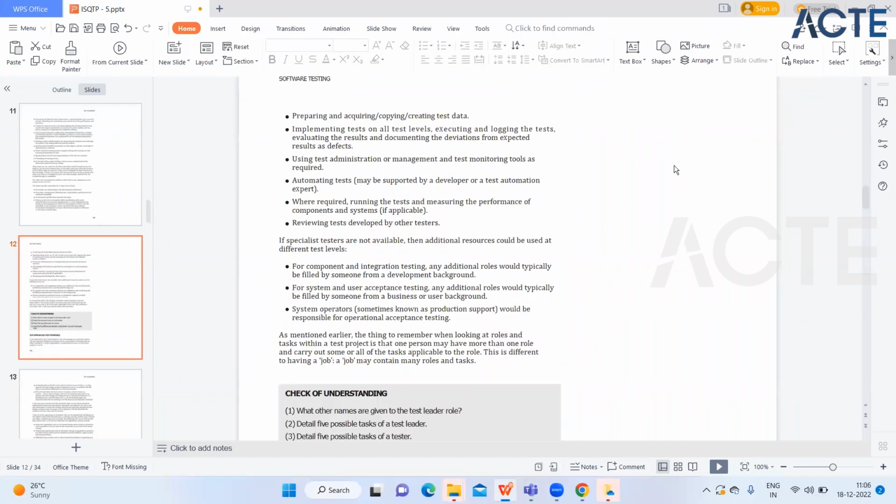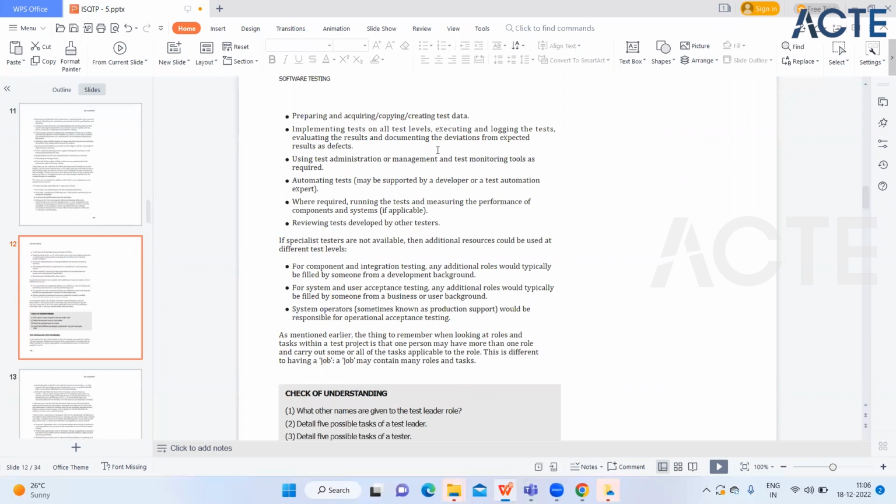Now, preparing and acquiring, copying, creating test data. Everything we have to do to execute the test cases, we are preparing the test cases, then we have to perform the execution. We have to prepare the test data. These all activities will come under the tester role.